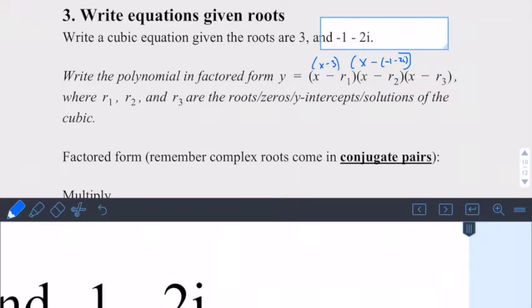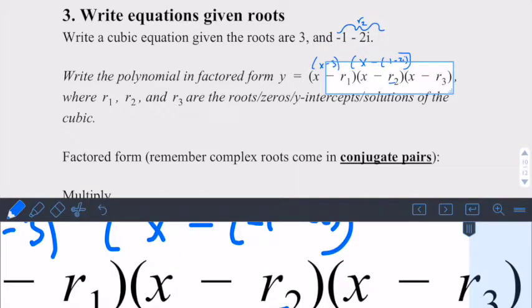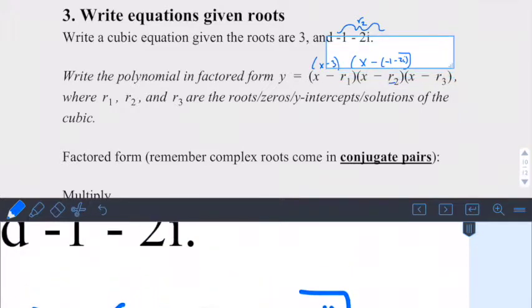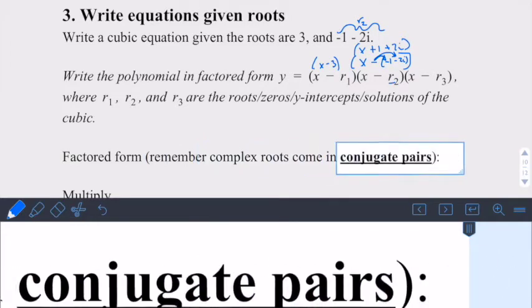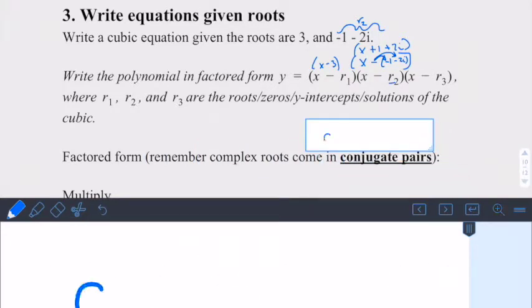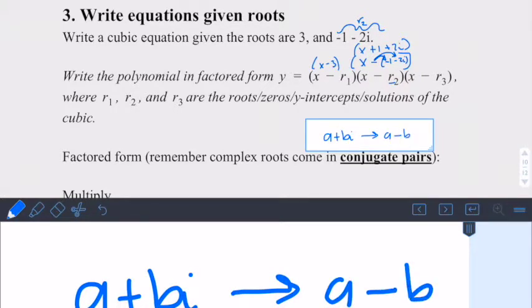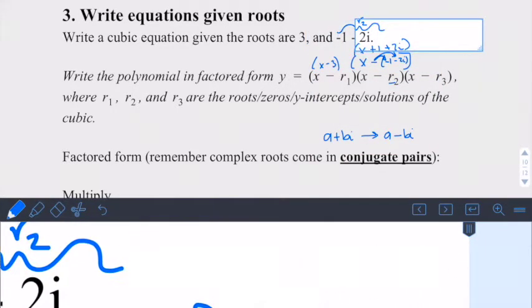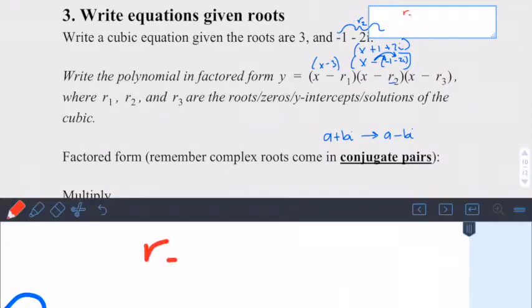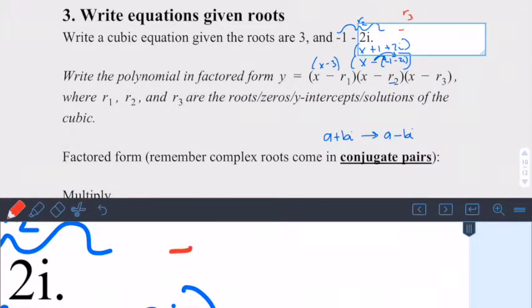Notice how I put this entire root in my factor, because now I need to distribute my negative and say that this is x plus 1, right, minus minus, and then minus minus again, plus 2i. But remember, complex roots come in conjugate pairs. So remember the conjugate pairs, a plus bi and a minus bi. So this is my one root, -1 minus 2i. So my other root needs to be -1 plus 2i.